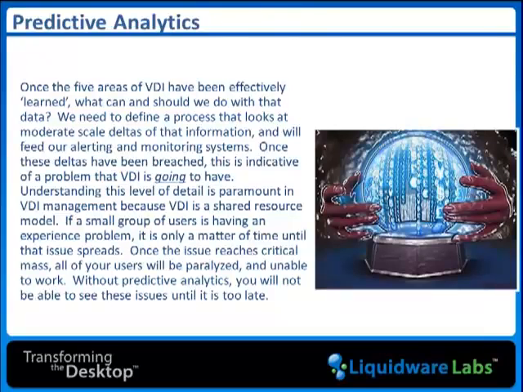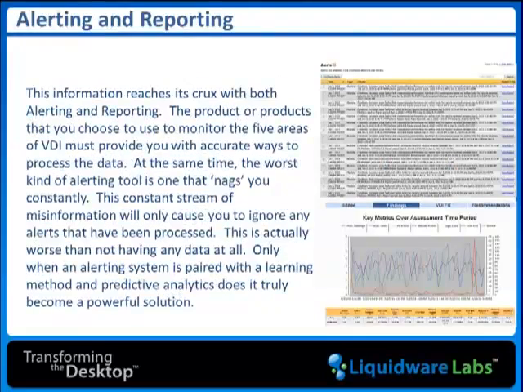And that's a real problem because once this issue reaches critical mass, all of your users will be paralyzed and unable to work. So without predictive analytics, you'll not be able to see these issues until it's absolutely too late. This is a very, very large part of understanding how user experience metrics can have a long-term effect on VDI. And finally, all this should fall into the alerting and reporting system, which within Stratosphere UX, that's exactly what it does. Now, this information reaches its crux with both alerting and reporting. The product or products that you choose, in this case we're talking about Stratosphere UX, to monitor the five areas of VDI must provide you with accurate ways to process the data.